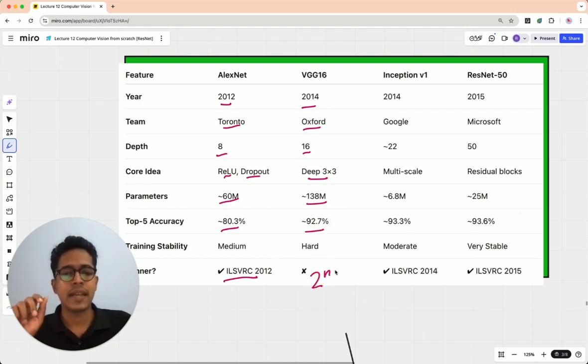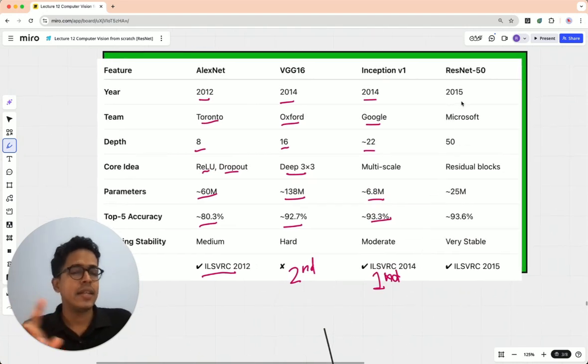So they placed second. In the same year, 2014, Google introduced GoogleNet, which later got renamed as Inception V1. It had around 22 layers, 6.8 million parameters, and a very close accuracy compared to VGG 16, 93.3. And in the same year, these people placed first in the ImageNet competition. Then in 2015, ResNet obliterated every single model until that point, introduced by Microsoft. They had 50 layers. So this was the deepest neural network up until that point that won the ImageNet competition.